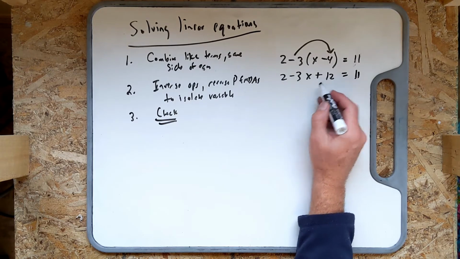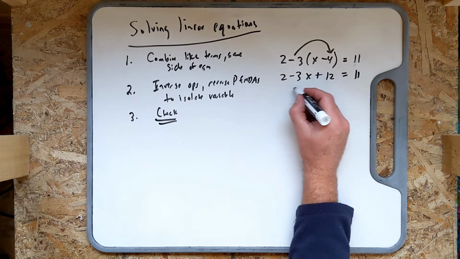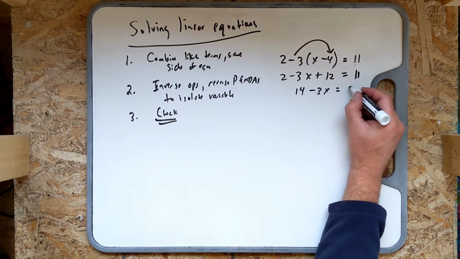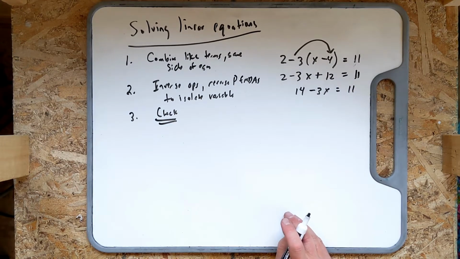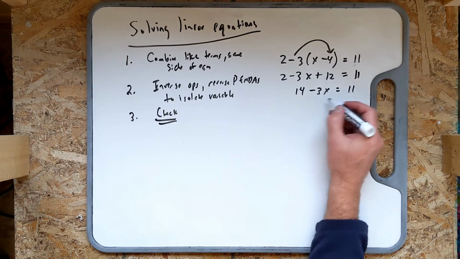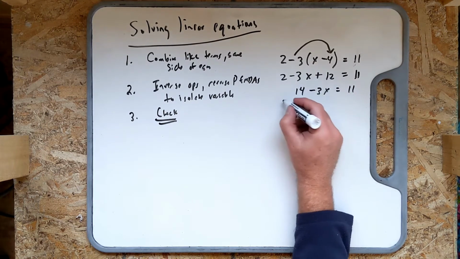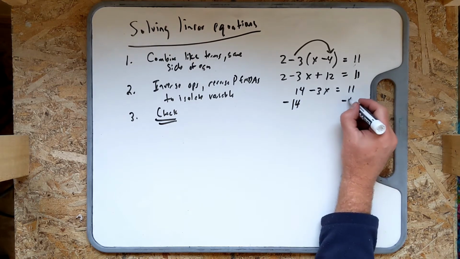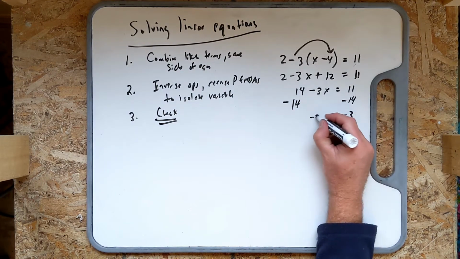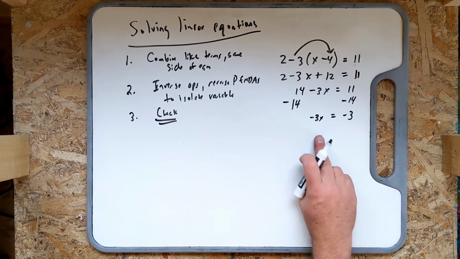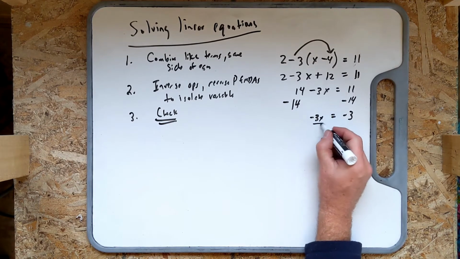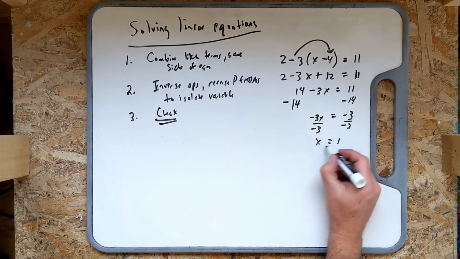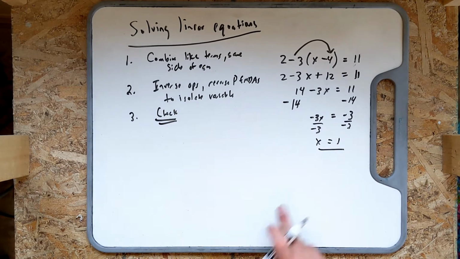Now combine like terms, the 2 and the 12 gives you 14. Okay, that's the first step. Second step, inverse operations. I have addition here, so I use subtraction first, and I'm doing it reverse PEMDAS, so start with the addition subtraction. And finally, I have multiplication, so inverse operations, divide by negative 3. And I get x equals 1. That's my step 2. Final step, check.